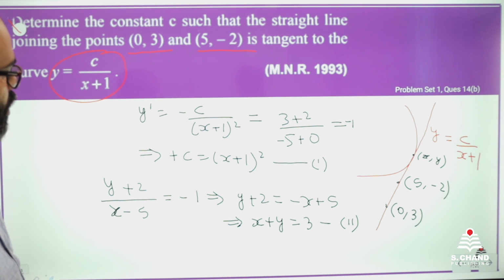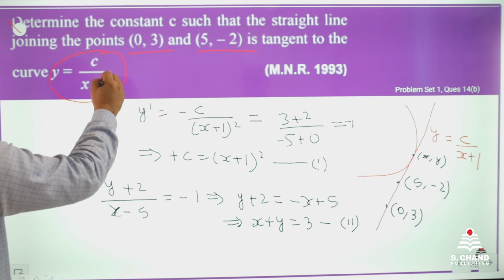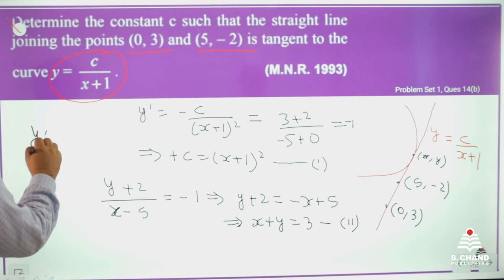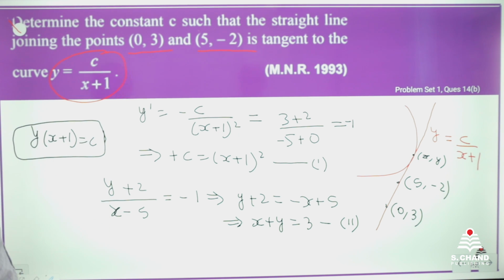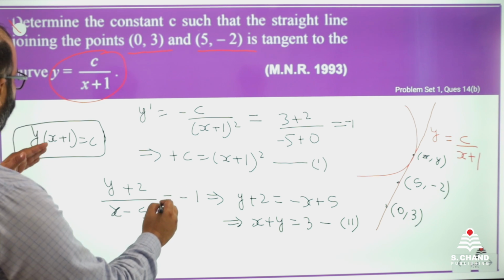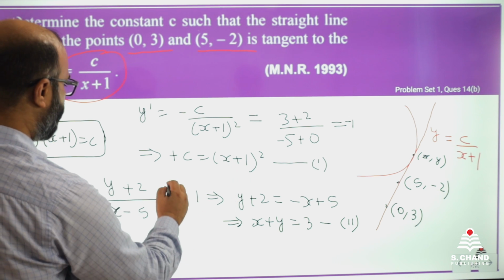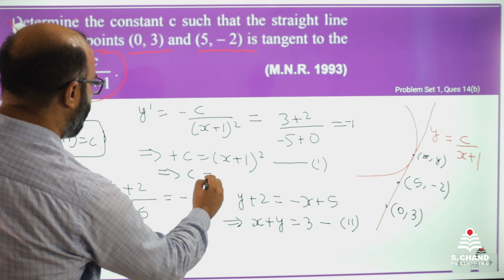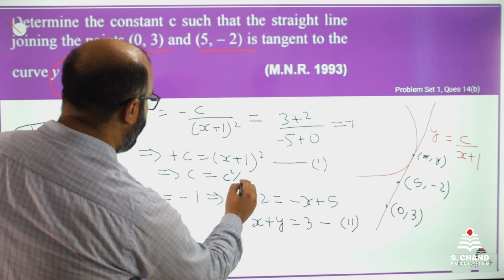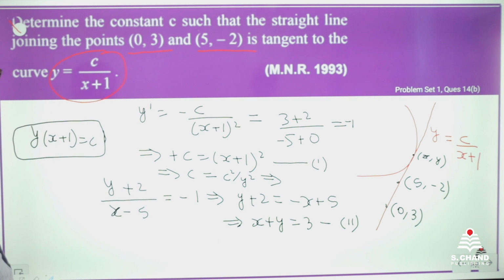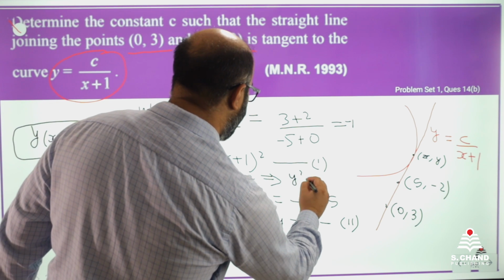There is no issue. And then we have another equation, y is equal to c by x plus 1, which we can write as y into x plus 1 is equal to c. Now let us solve it in the minimum number of steps to get the constant c. So what we can do here is, we can take x plus 1 from here and substitute here. So we will get x plus 1 is equal to c by y. So it will become c square by y square, right? And then we get y square is equal to c.